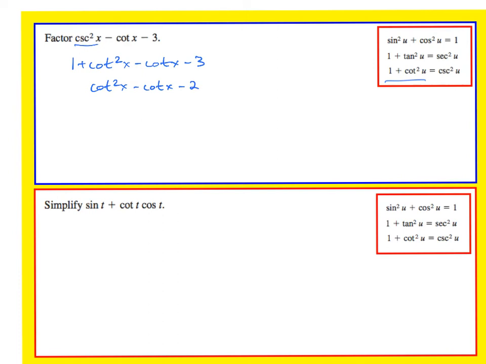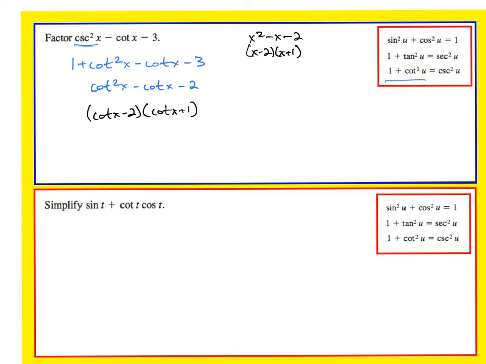So now I have cotangent squared minus cotangent x, and then minus 2. The way I want you to think about it right now is like an x squared minus x minus 2. Can you factor that thing? I sure hope so. So what does that factor to? x minus 2 and x plus 1. So instead of x, now really what is it? It's a cotangent x. So now we have cotangent x minus 2 and cotangent x plus 1. All right, pretty good there? All right, let's do another one.